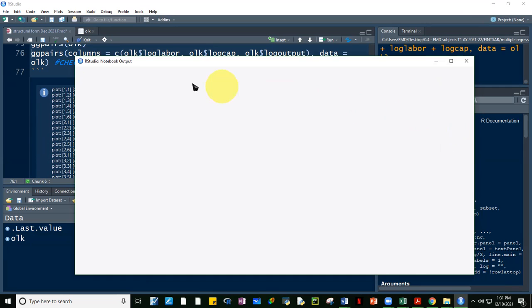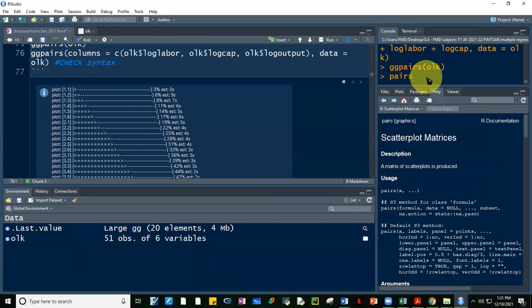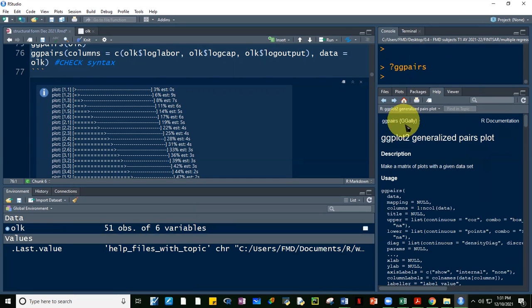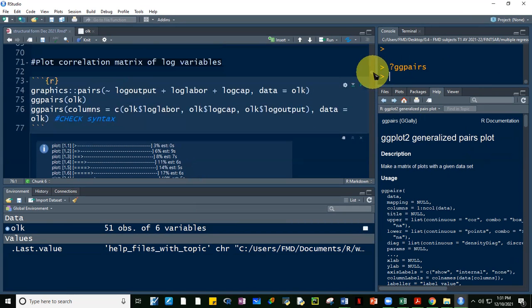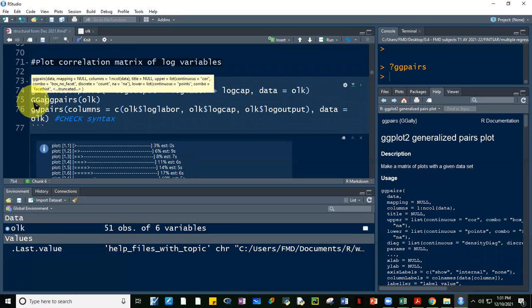It's similar to the pairs function. Kaso ang GG pairs, guys, galing yan sa... Okay, sandali. Question, GG pairs. 45 yata to, if I'm not mistaken. Okay, sa GG ally pala. So this is from the GG Ally. Lagay ko lang ha. Hindi ko nalagay kasi.